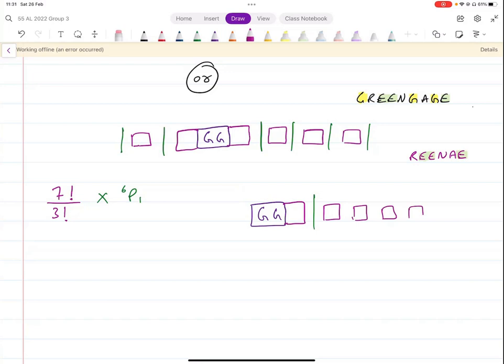1, 2, 3, 4, 5, 6. The third G can come in any of these positions. 1, 2, 3, 4, 5, 6. So again, we still have 6 places for the third G.